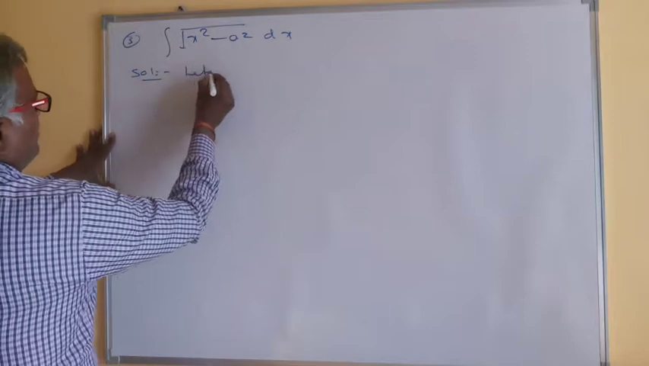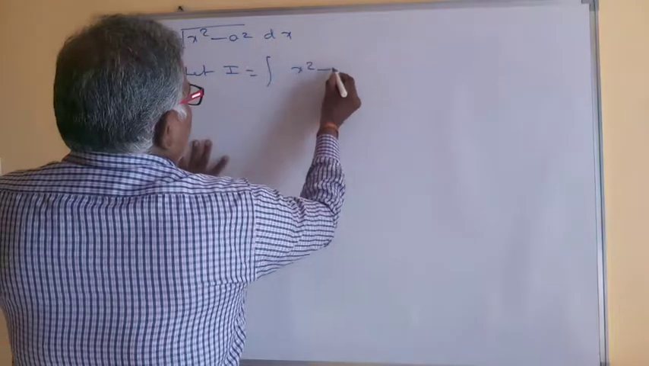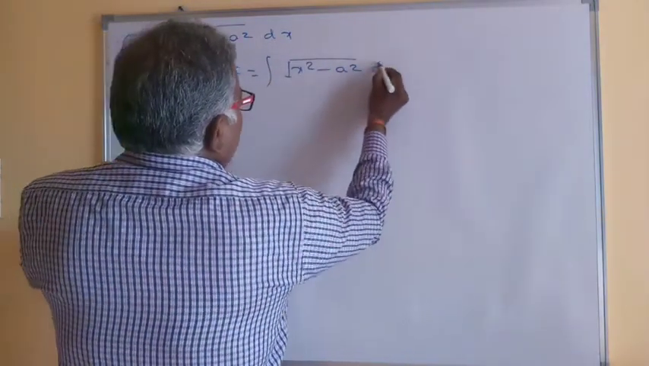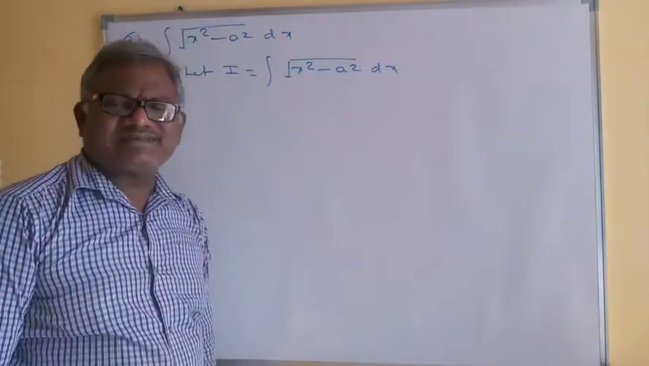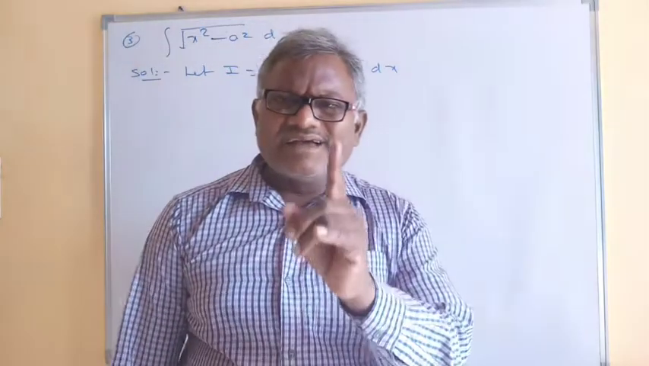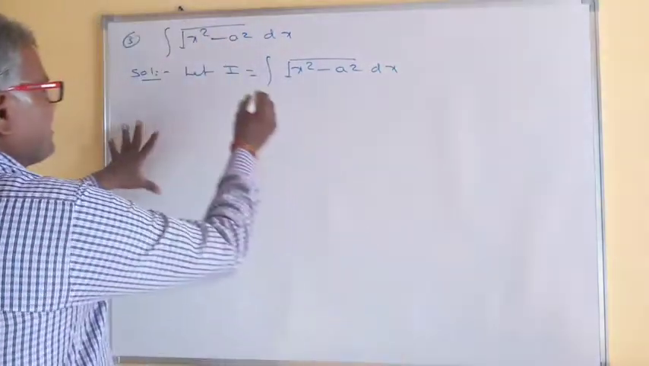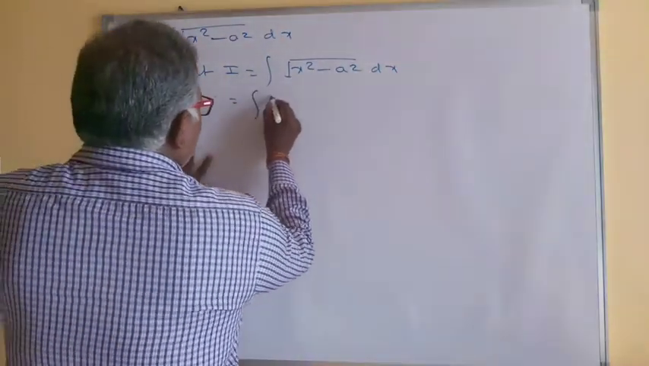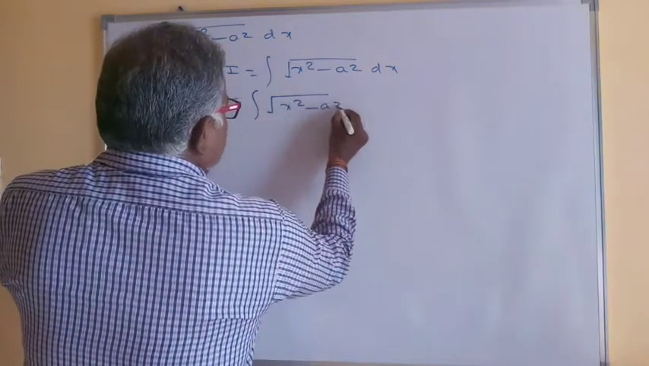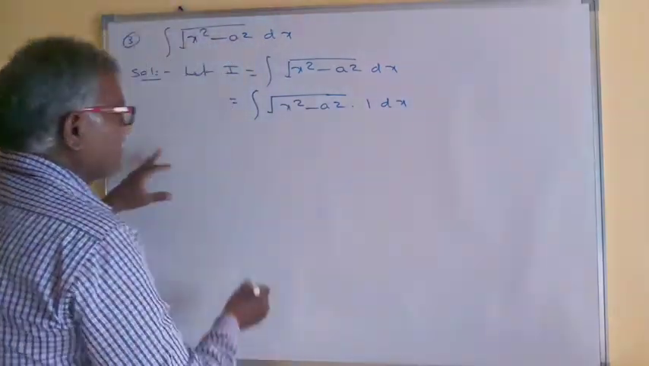Let I is equal to integral of square root of x square minus a square dx. To evaluate such type of integrals, what you have to do? Consider the first function as unity, that is 1. So here integral square root of x square minus a square into 1 dx, second function as 1.